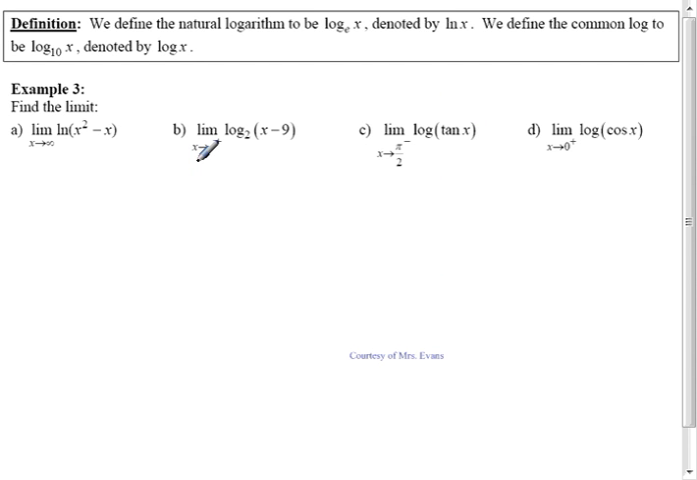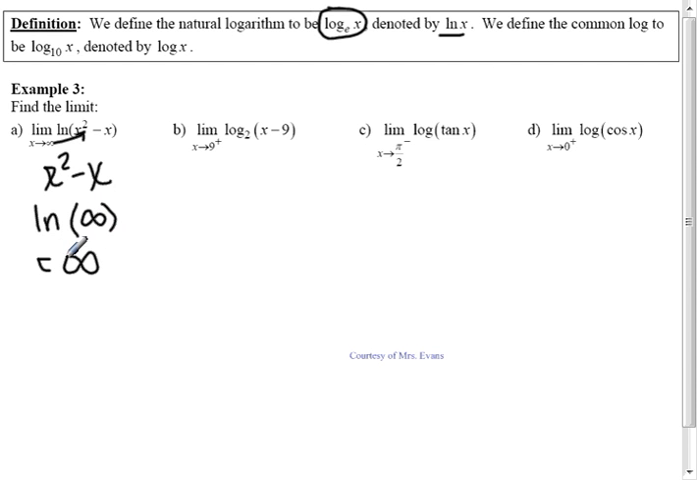Okay, so now hopefully you remember that another way of writing this is ln of x, the natural log. So now we're going to use some limits here. We can't just plug in infinity, alright? In our original function, as x goes towards infinity, this part's going towards infinity. Alright, so the ln of a really big number is going to end up being another really big number. So this one equals infinity.